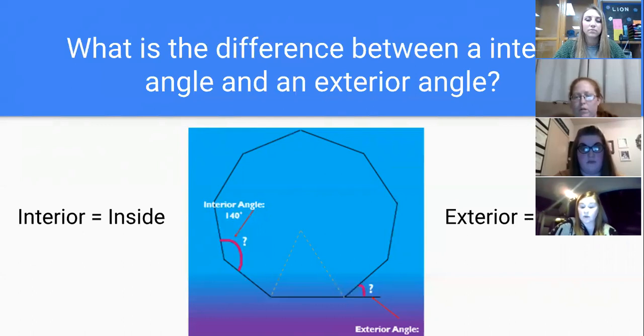Basically, an exterior angle, by definition, is an angle between any side of a shape and a ray that extends outside of that particular side. But again, like I said, it's easier just to remember it by interior is inside and exterior is the outside.